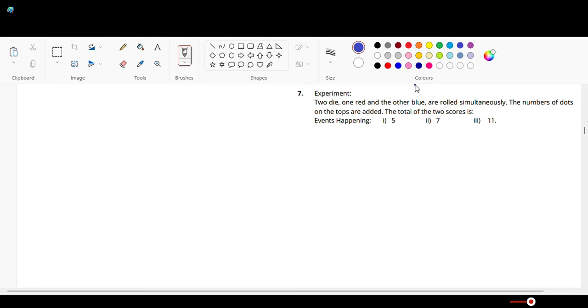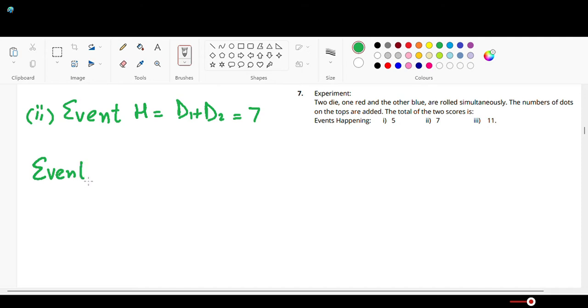Yeah, so let's use this color right here. Let's name it event H. Event H is D1 plus D2 is equal to 7. So what are the possibilities? Well, event H will, what are the possibilities now?